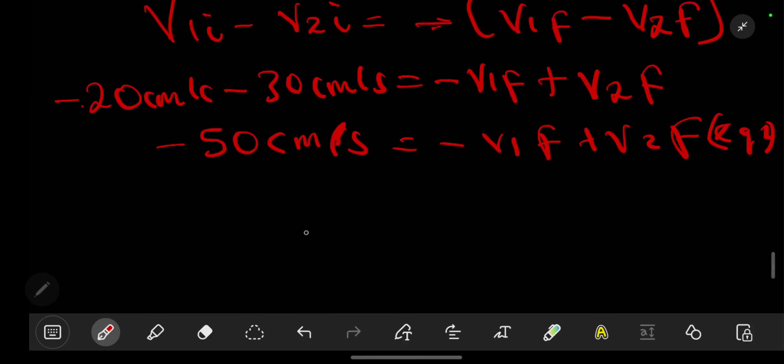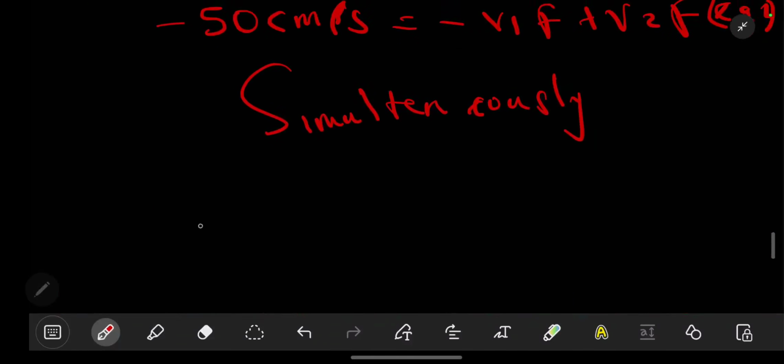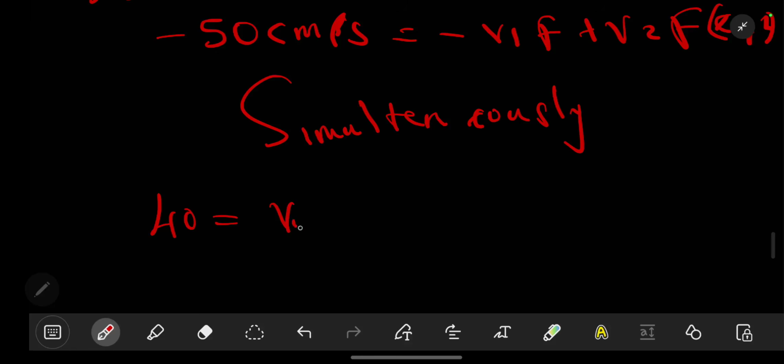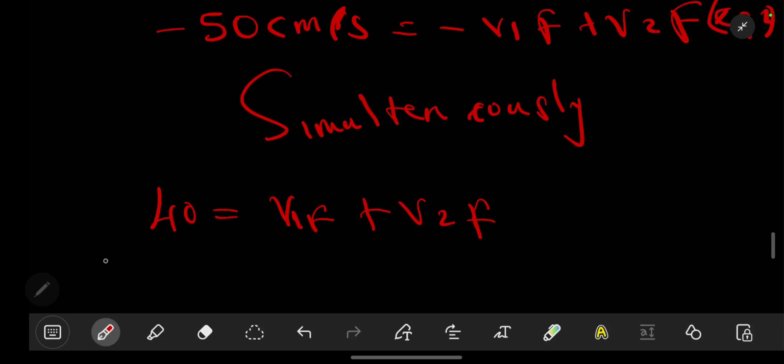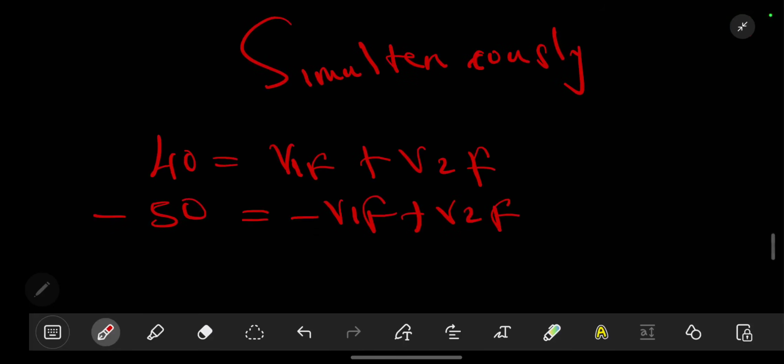So with this done, we are going now to solve them simultaneously. So simultaneously, we are going to take this equation, saying 40 is equal to V1 final plus V2 final. Then this one is saying negative 50, like that, should be equal to negative of V1 final plus V2 final. If you see they have the same coefficient, which is 1, and so we can subtract them.